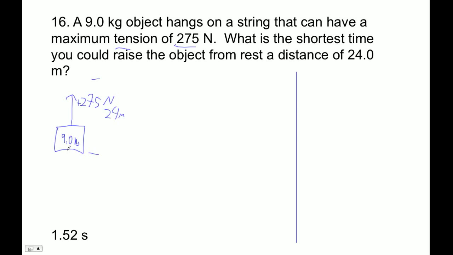The force down is going to be, let's figure that out. Its weight is m times g. So 9 times 9.81 is 88.29 newtons. Okay, now this is positive, this guy will be negative. F equals ma looks like this.